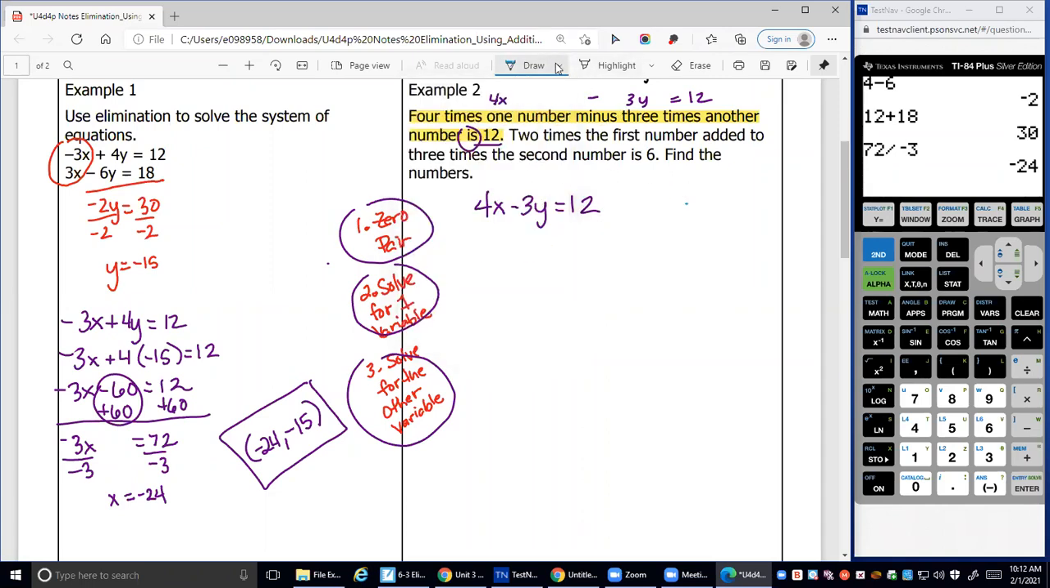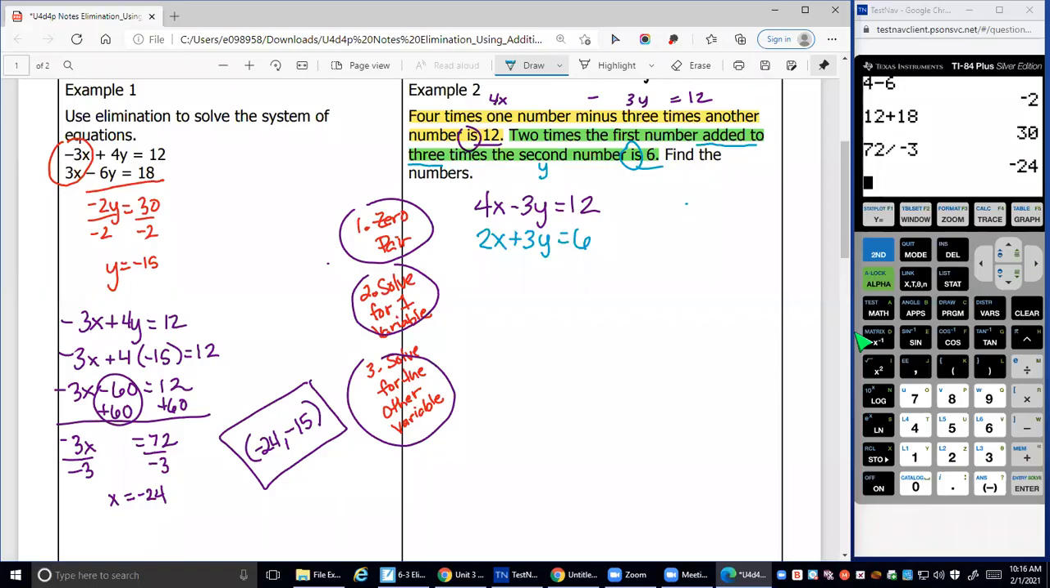At this time, I want you to go ahead and translate the second sentence here. 2 times the first number added to 3 times the second number is 6. This would be a good time to pause the video if you're watching it. I'm going to pause here. All right, so we came up with our second equation. 2 times the first number added to 3 times the second number is 6. Remember the second number is y, so that's 3 times y is 6.